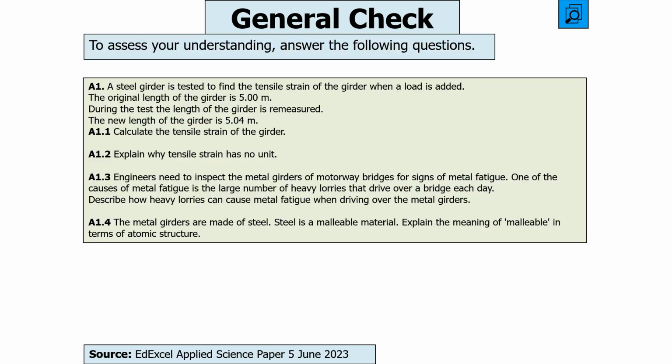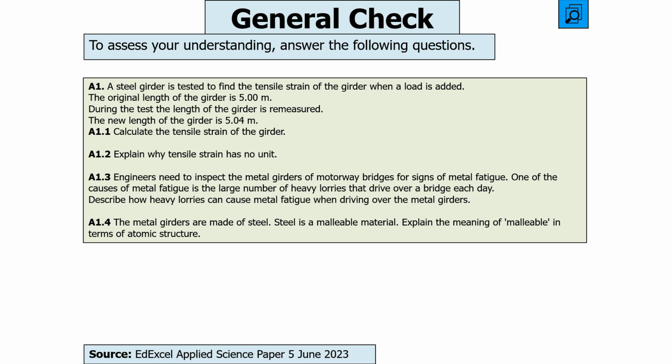The next question says, a steel girder is tested to find the tensile strain of the girder when a load is added. The original length of the girder is 5.00 meters. During the test, the length of the girder is remeasured. The new length of the girder is 5.04 meters. Calculate the tensile strain of the girder. Explain why tensile strain has no unit.